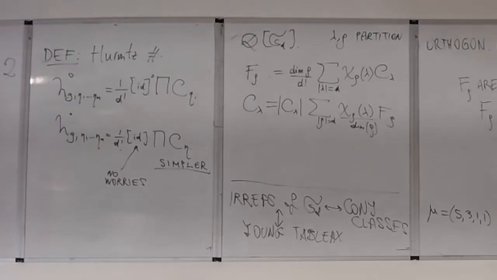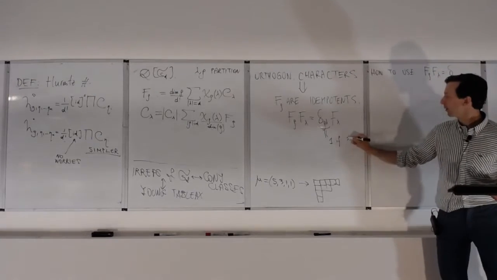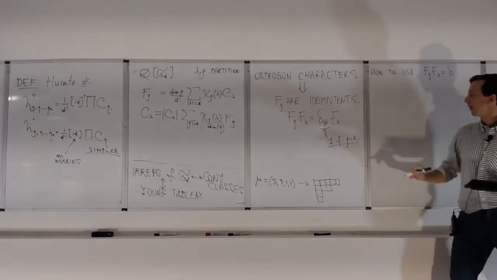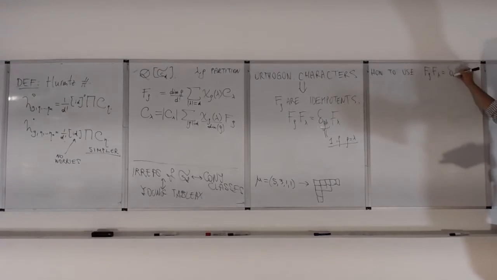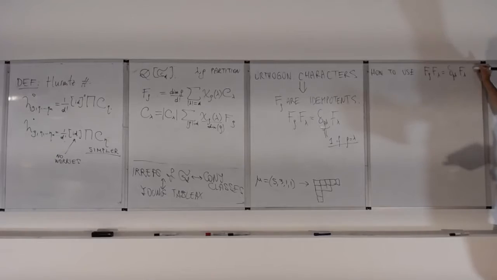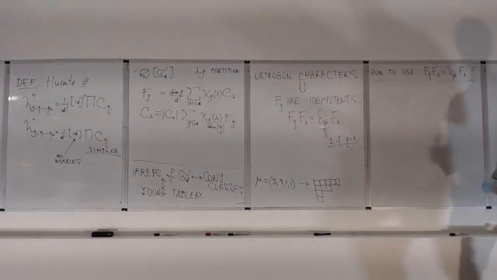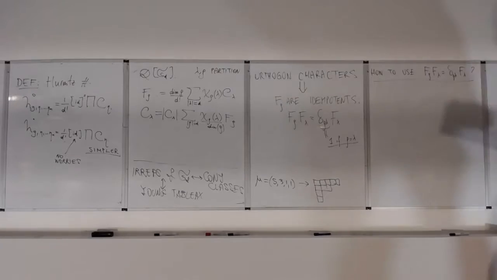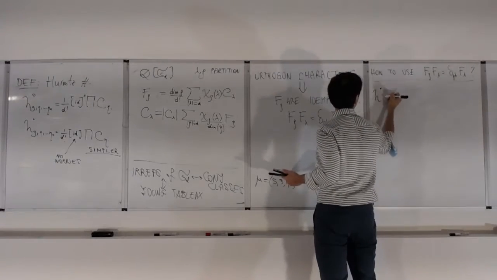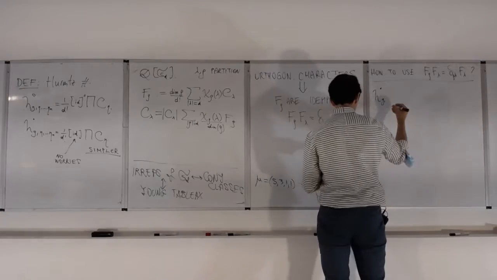Okay, so how to use this relation? F rho times F lambda is equal to delta, the Kronecker delta. This is equal to 1 if rho is equal to lambda, and otherwise it's 0. Okay, how to use this? So if you take your Hurwitz number, G, this depends on several partitions.